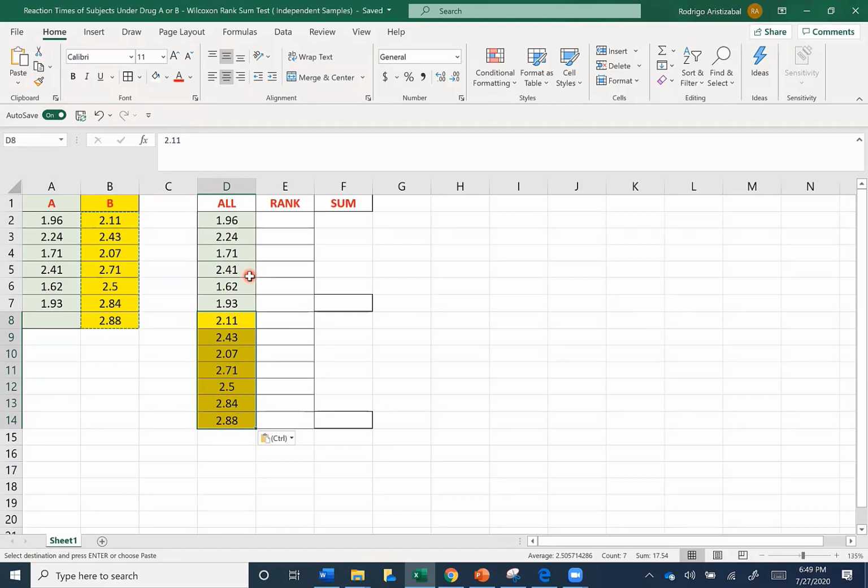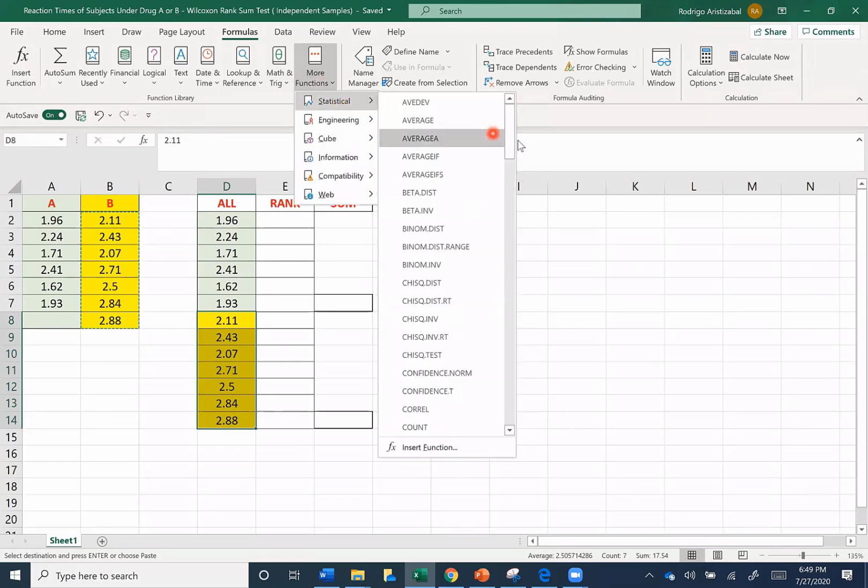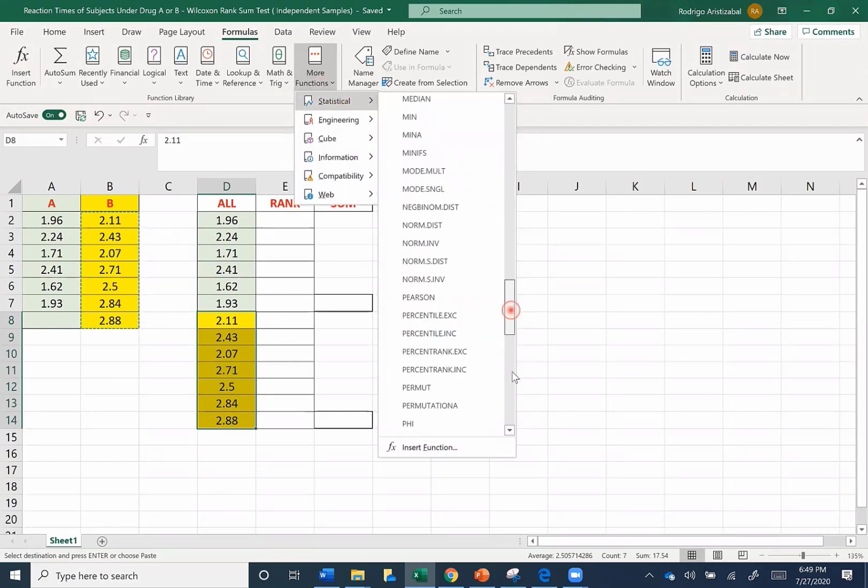We are going to work not with these values but with the ranks, the sum of ranks. We expect that the sum of the ranks for sample 1 and the sum of the ranks for sample 2 must be between certain values. Let's run it. I recommend using, in the statistical formulas, this function that is very helpful.